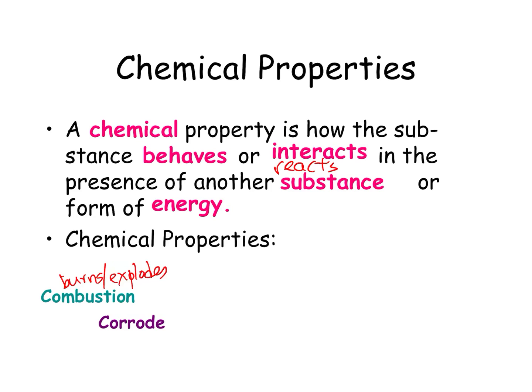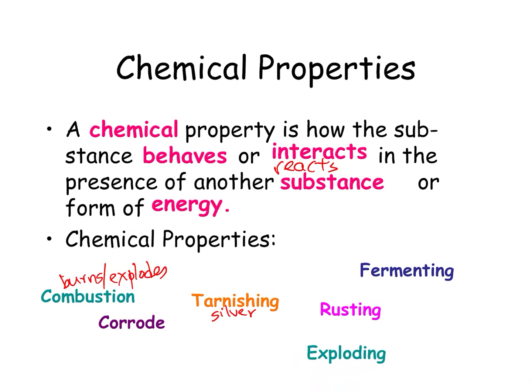Corrosion, that's breaking down. Tarnishing, this is something like silver. If you have real silver, like silverware that you bring out on Thanksgiving, it kind of gets this cloudy yellow color. That's called tarnish. Rusting, certain metals will rust in the presence of air, water, salts, acids. Fermentation, fermenting, that's things like turning into a beer, production of alcohol and carbon dioxide. Things that explode, giving off energy.